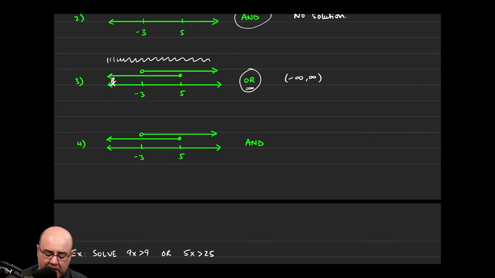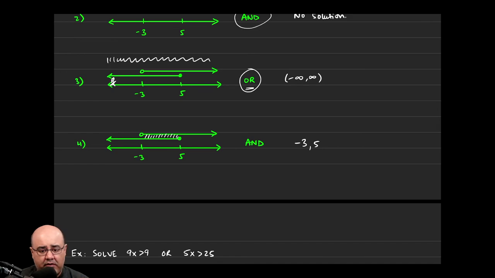The compound inequality word tells you what question to ask. For AND, we're looking for the sandwich. So if we have the same exact graph, we're looking for, hey, where's the overlap? Where are the two slices of bread on top of each other? And this is where the sandwich is. Now, the sandwich starts at negative three and it stops at five.